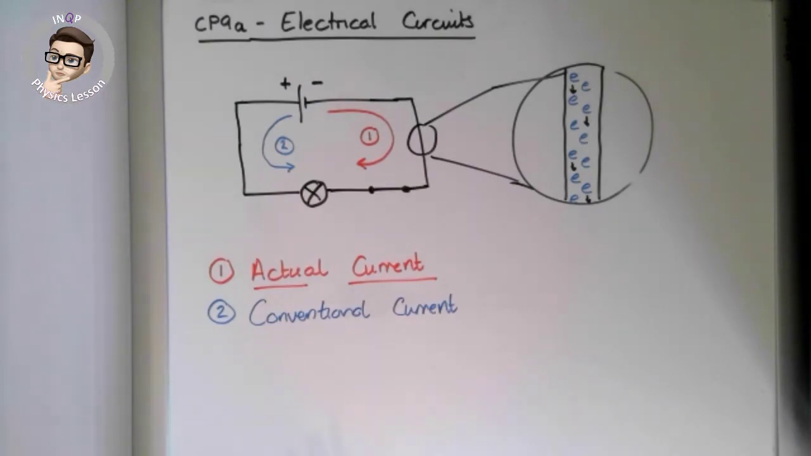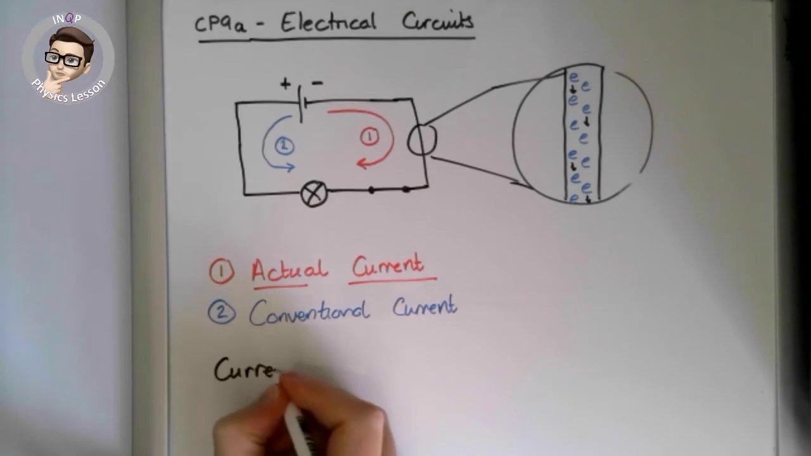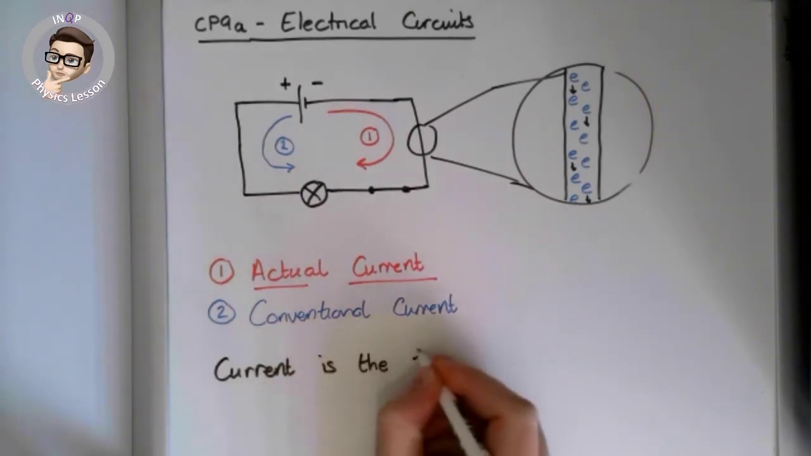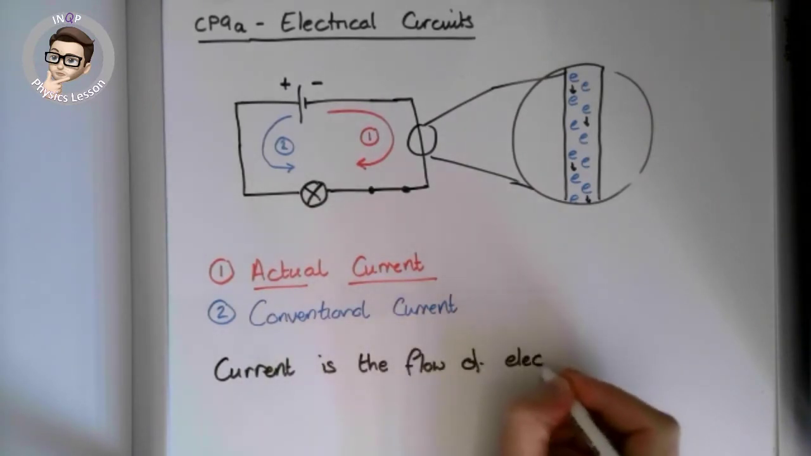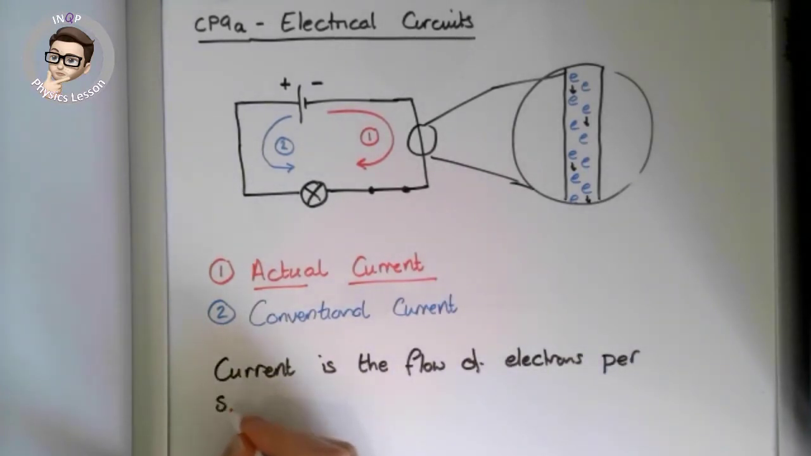Okay, so we've used this word, current. What does it really mean? Maybe we should define current before we go any further. Well, current is the flow of electrons per second. Now, it doesn't have to be electrons.